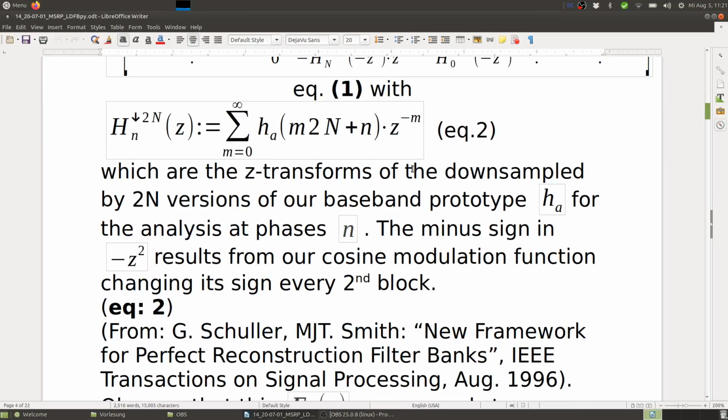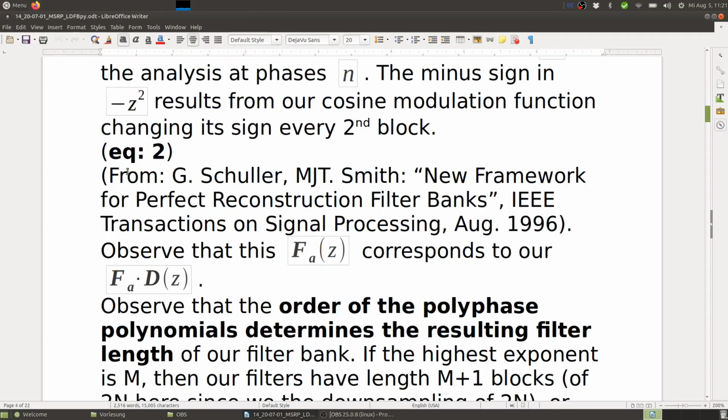So these are the Z-transforms of the downsampled by 2n versions of our baseband prototype HA for the analysis at phases n, as I just said. The minus sign and minus Z to the second power results from our cosine modulation function changing its sign every second block, as we saw last time. You can also read more of it in our early paper called New Framework for Perfect Reconstruction Filter Banks in the IEEE Transactions on Signal Processing from 1996.